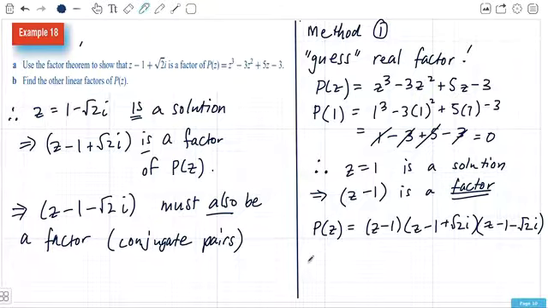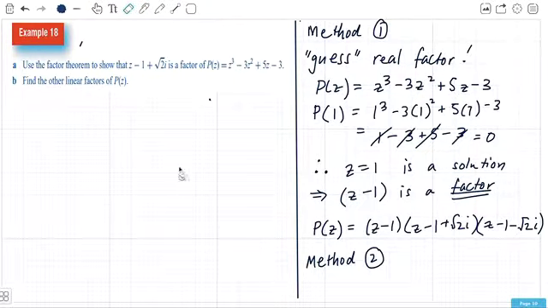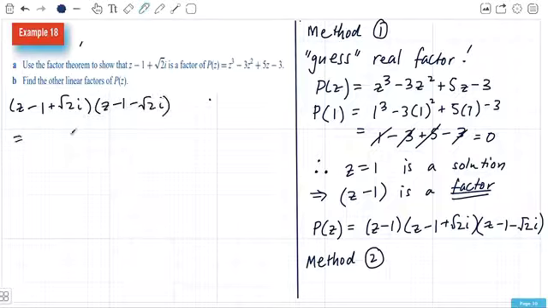Okay. Method 2, the second method that you can use, which I'll just do part of here, is that you can use the 2 conjugate factors that you've got to find a quadratic, and then do a division with that quadratic. So for method 2, you take your 2 complex factors and multiply them together.